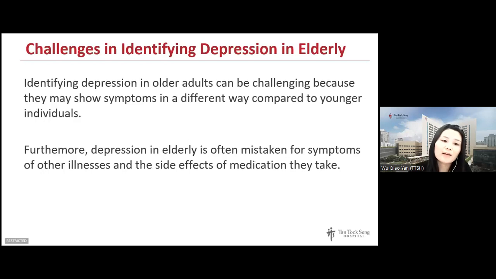But we have some challenges in identifying depression in the elderly. Identifying depression in older adults can be challenging because they may show symptoms in different ways compared to younger individuals. This is because the causes of depression in the elderly and in adults are different, so the symptoms are also different. Furthermore, depression in the elderly is often mistaken for symptoms of other illnesses and the side effects of medication intake.